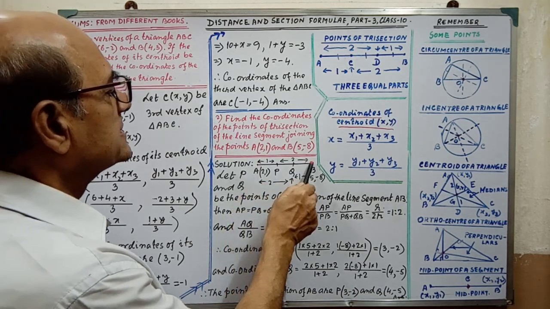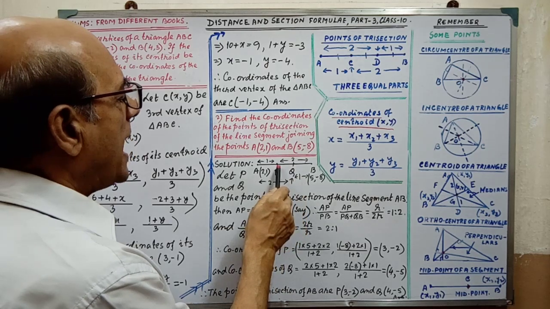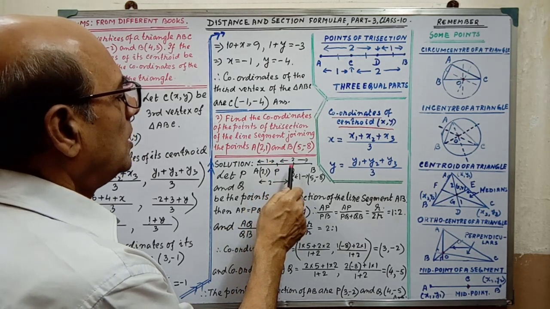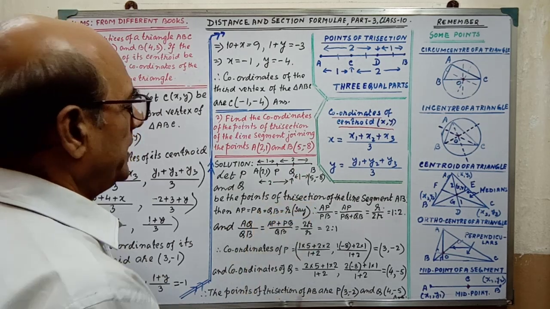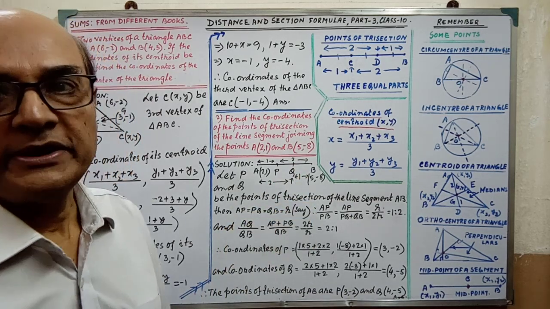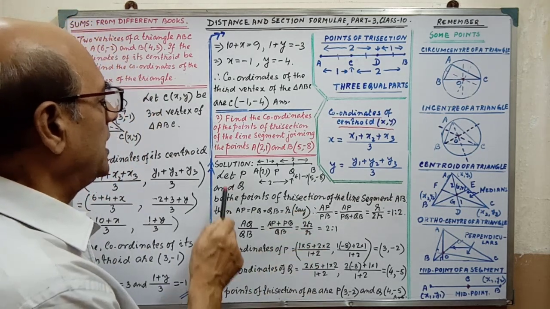This line is divided into three equal parts, and the points are P and Q. At P the ratio will be 1:2, and at Q the ratio will be 2:1. In which way are we getting the ratios 1:2 and 2:1? If you notice attentively, then easily you will understand.